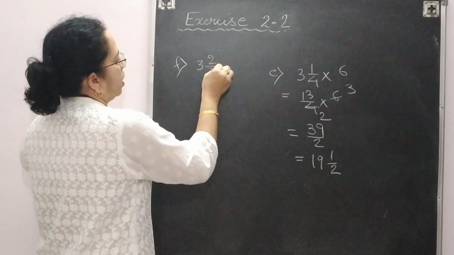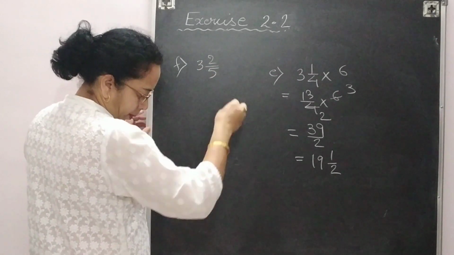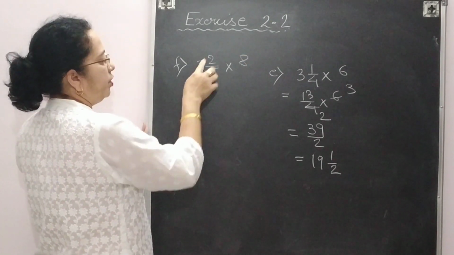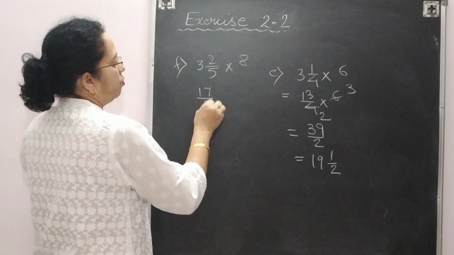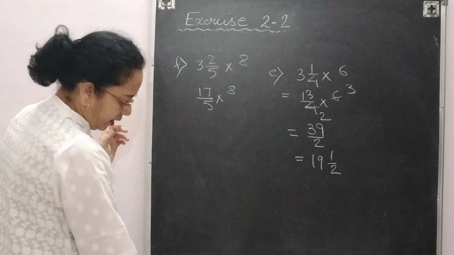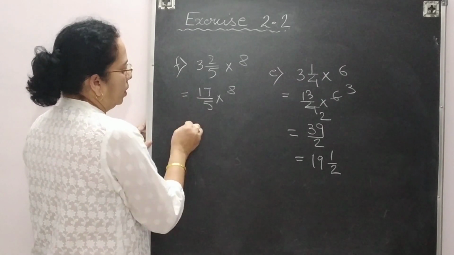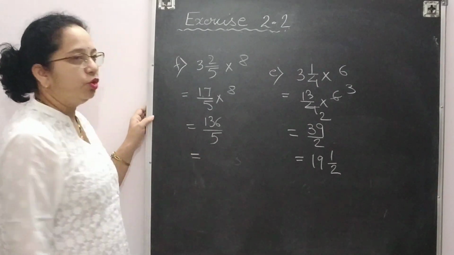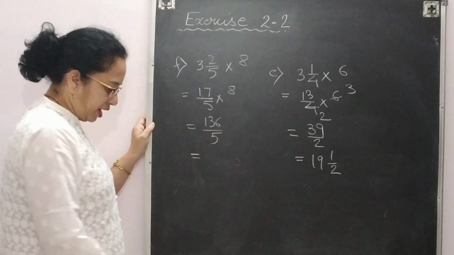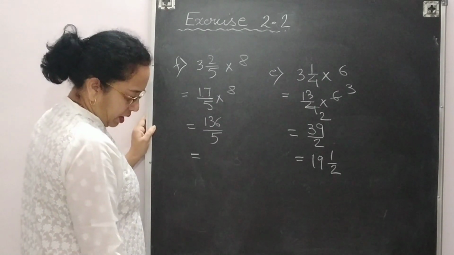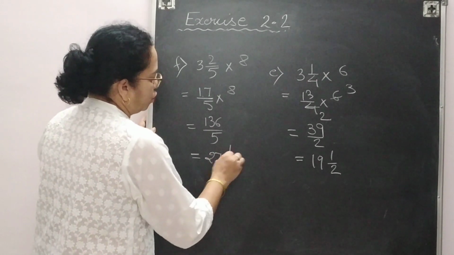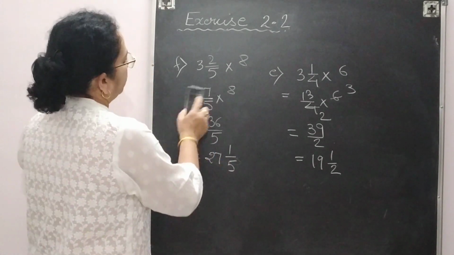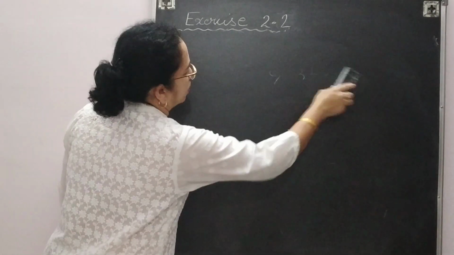3 and 2 upon 5 into 8. So 5 3s are 15 plus 2, 17 upon 5 into 8. Again, can you cut the numbers over here? No. So we will multiply: 17 8s are 136 upon 5. Now since your numerator is greater, you will convert into a mixed fraction and your answer will be 27 and 1/5. This is the way we solve multiplication of fractions. Now we will go for the next question.